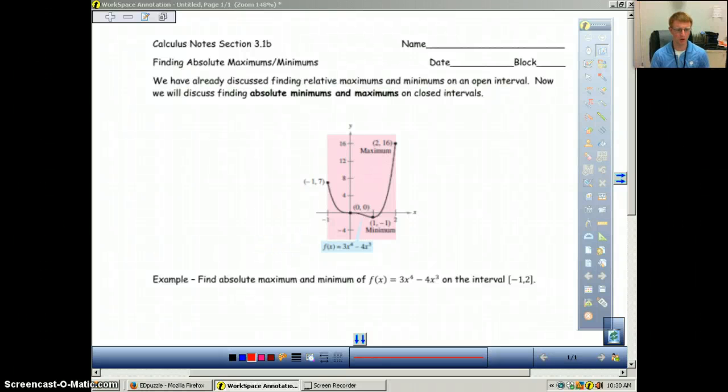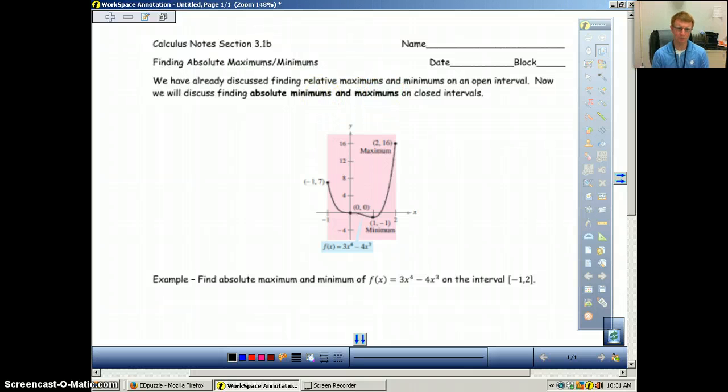This is the second part of 3.1. What we're going to talk about here is, in the original one, we talked about finding maxes and mins. We had talked about finding the derivative, setting it equal to 0, and then using our number line to determine whether they would be maximums or minimums. Now we're going to talk about an absolute minimum and maximum.